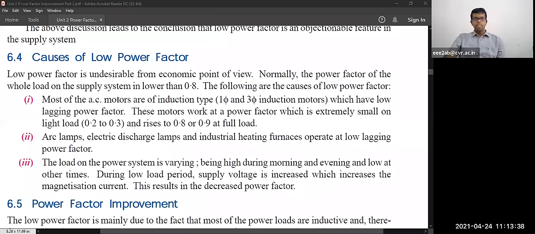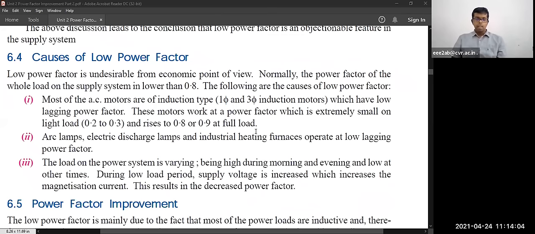Most AC motors are of the induction type, that is, single phase and three phase induction motors, which have a low lagging power factor. These motors work at a power factor which is extremely small on light load and rises to 0.8 or 0.9 at full load.